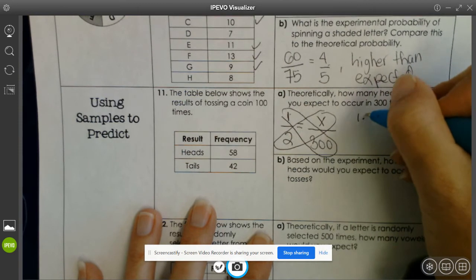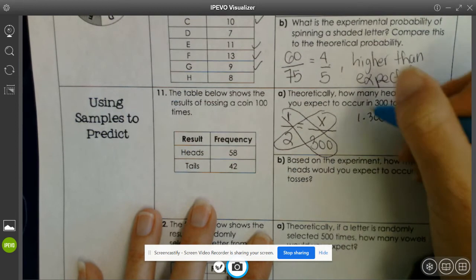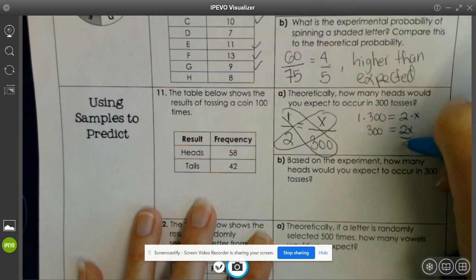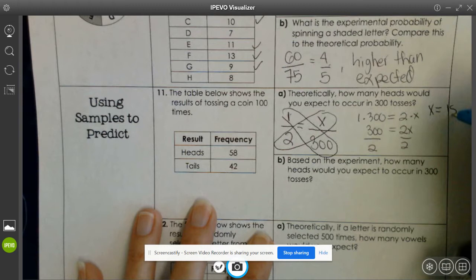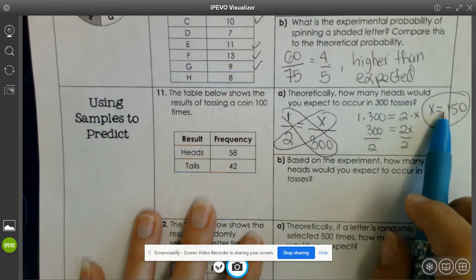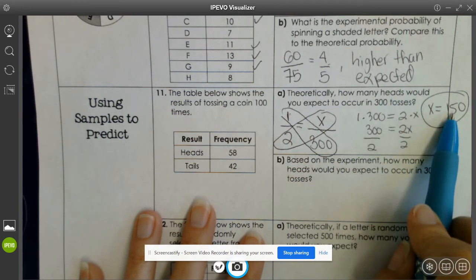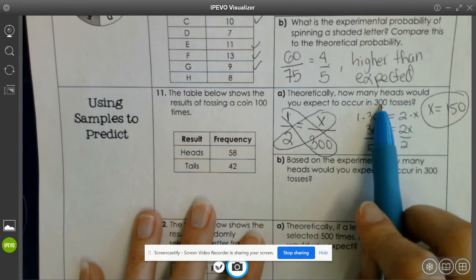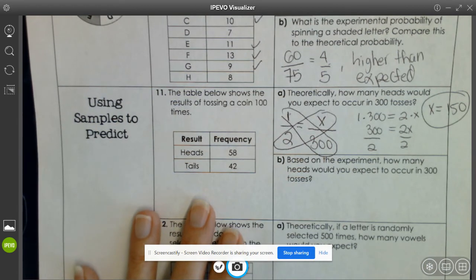So that's 1 times 300 equals 2 times x, and then 300 equals 2x, and you divide by 2, and you get x equals 150. So 150, what does that mean? That means that you could expect heads to fall 150 times out of, so half of it, right? In those 300 tosses that you do.